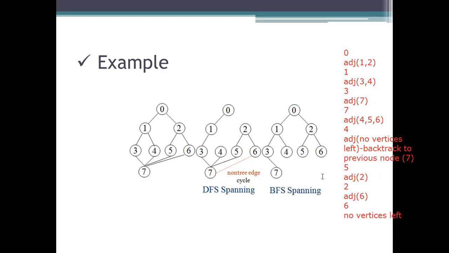So first, we start from 0 and mark it as visited. What are its unvisited nodes? 1 and 2. Next, visit 1. Any unvisited nodes? Yes, 3 and 4. Visit 3. Its unvisited node is 7, so visit 7. After that, any unvisited nodes at 7? We have 3, 4, 5, 6. Here we go for 4. Any unvisited nodes? No nodes are there.